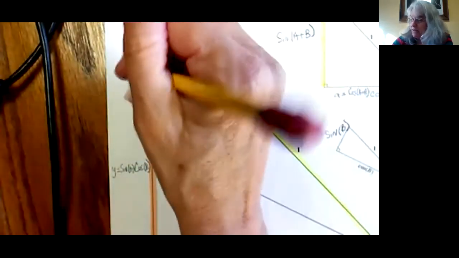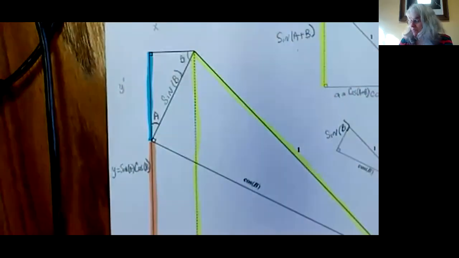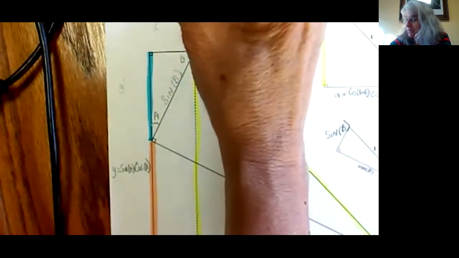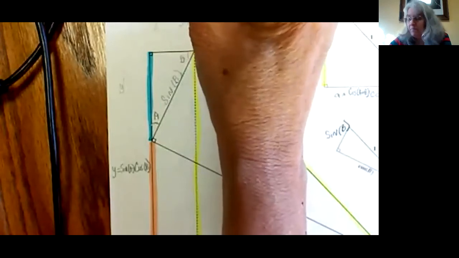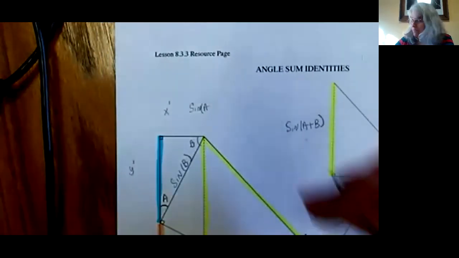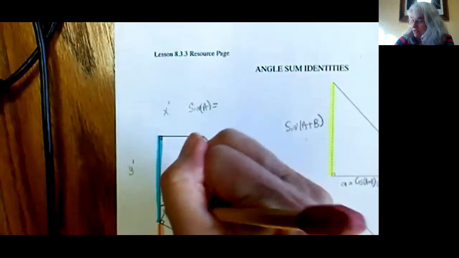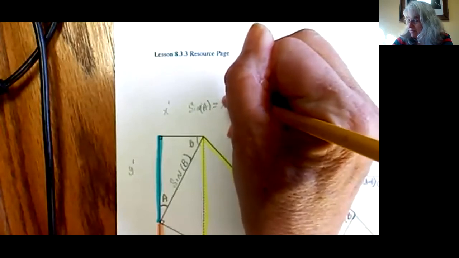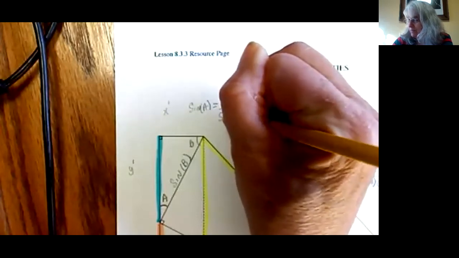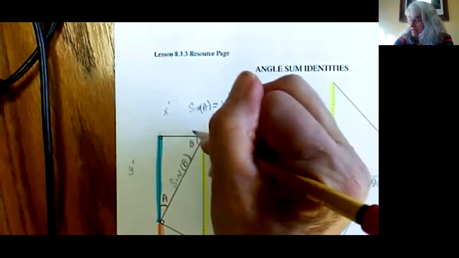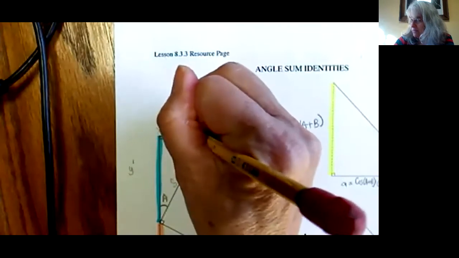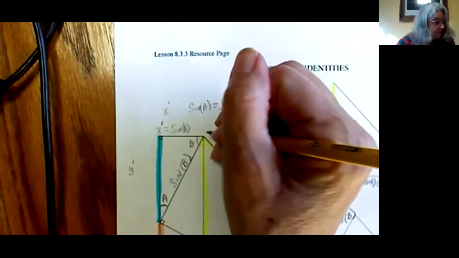And we can kind of do the same thing we've just done. This is going to be y prime, and this is going to be x prime. Okay, so the sine of A, let me move it down, for this little triangle right here is going to be x prime over sine B. So this little length right here is going to be sine of A and sine of B.